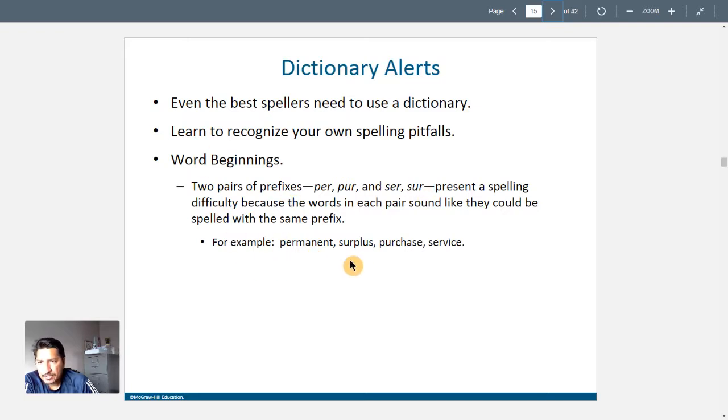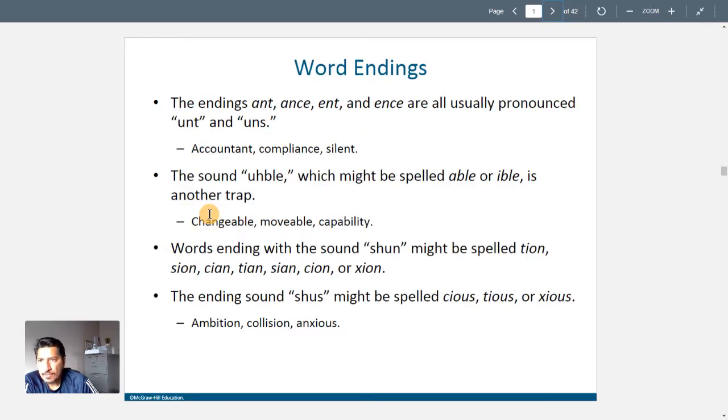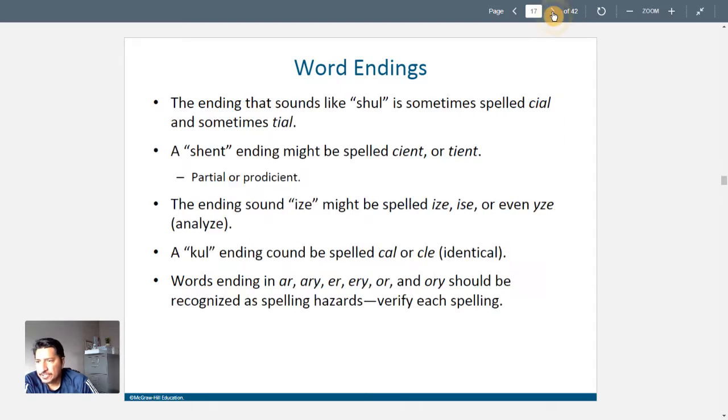For example, permanent, surplus, purchase, service. These are in the dictionary. Still, people are using it in order to avoid spelling mistakes. Words ending, they're talking about when the ending sound shus might be spelled, like ambition, collision, anxious. So giving you a lot of things where you can improve your vocabulary and spelling. Again, same words ending.